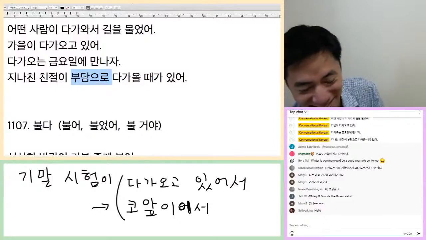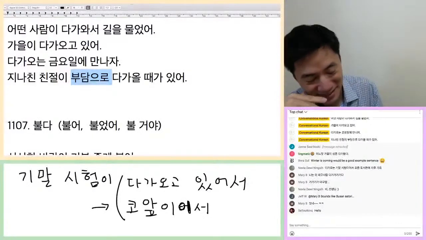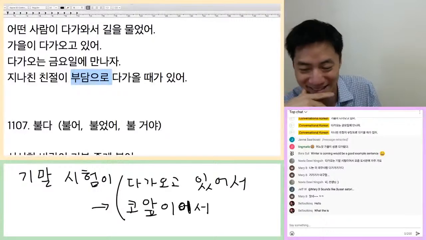There's the intonation in 경상도, which I really can't do. I'm very bad at that.